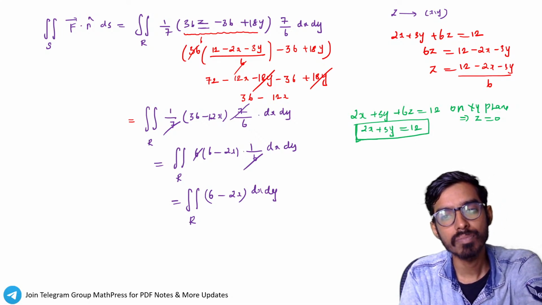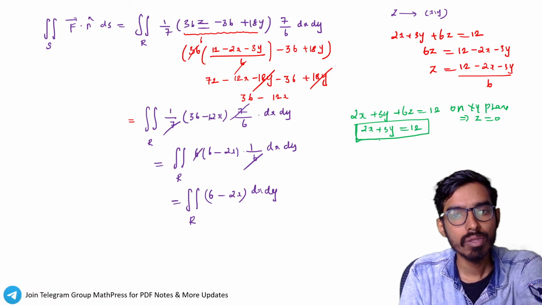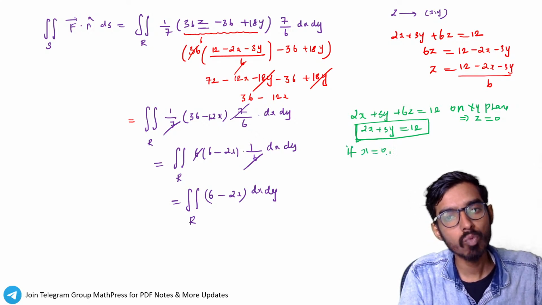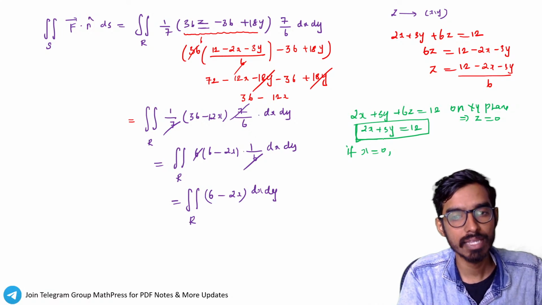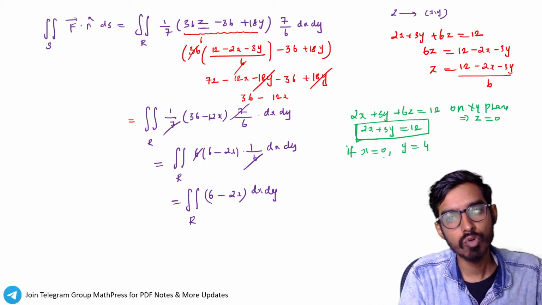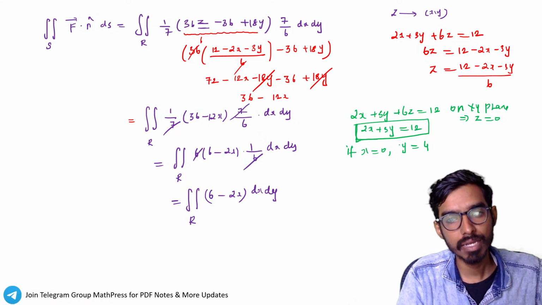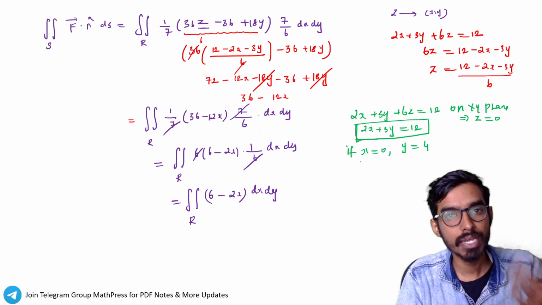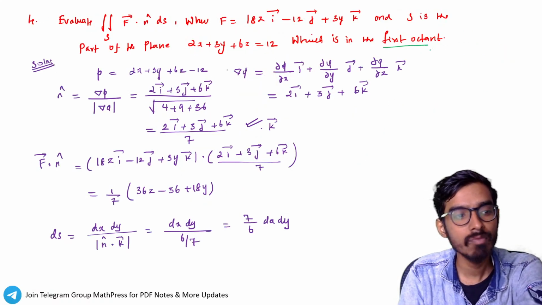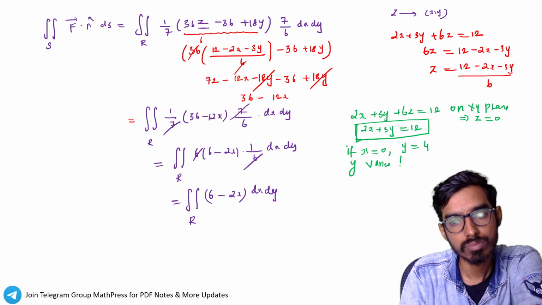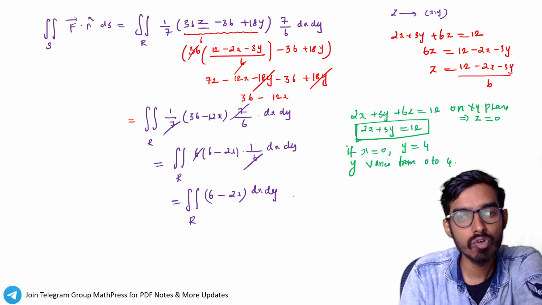Now we need to find the x and y limits. You keep one as variable and the other as a number, as I said in the previous class. If x is 0, what will y be? y will be 4. That means y varies from 0 to 4, because we are in the first octant. In the first octant, x, y, z all are positive. So we have found the y limits.